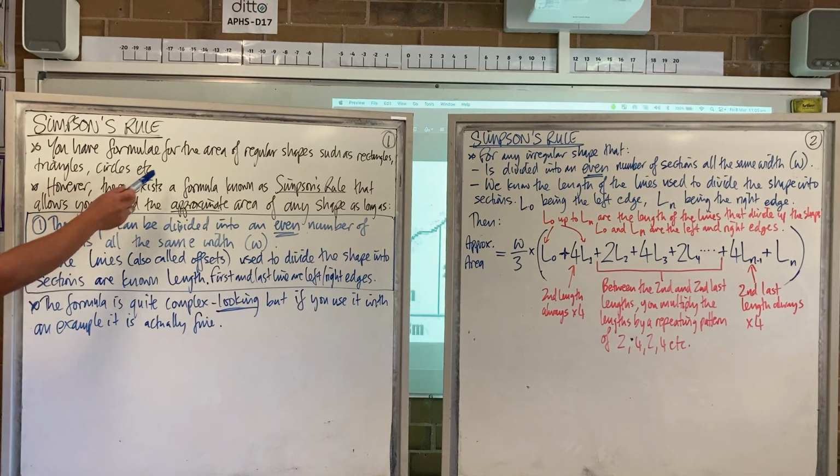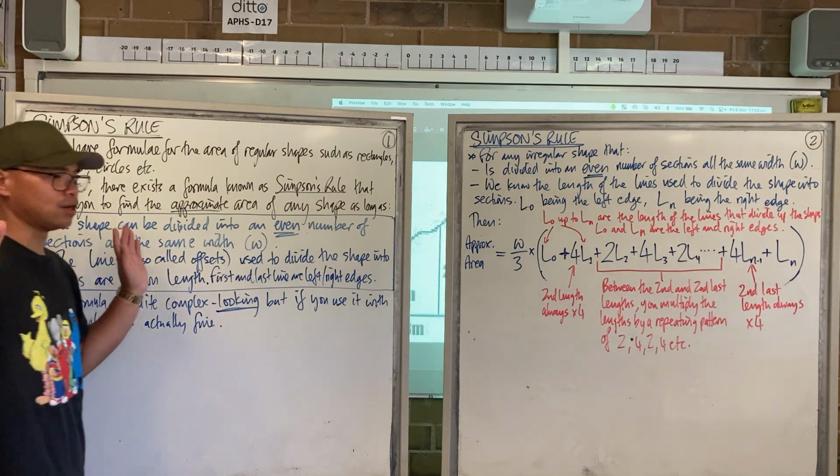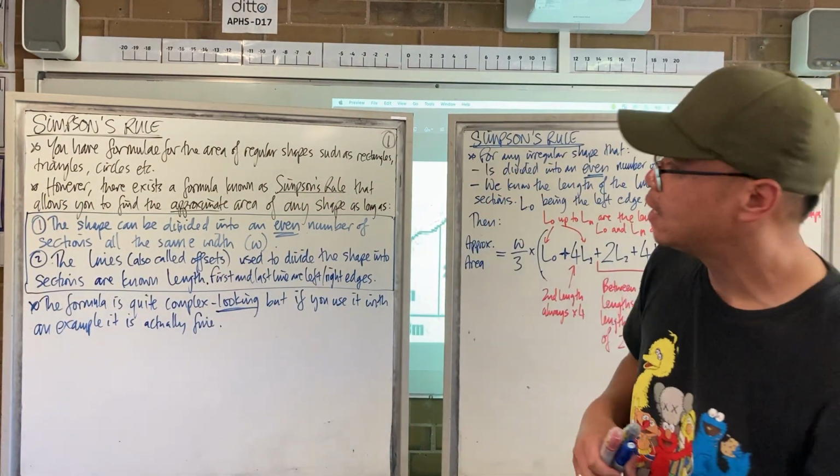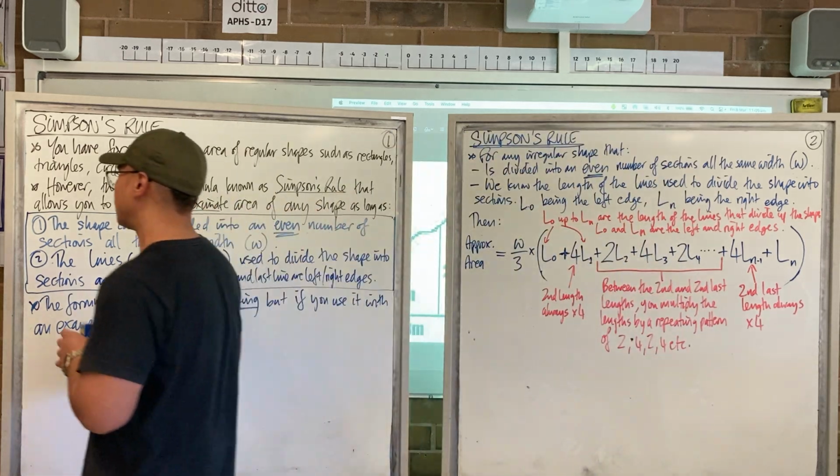I've given you formulas for the area of regular shapes like rectangles, triangles, and circles. However, there exists a formula known as Simpson's rule that allows you to find the approximate area of any shape. It could look like a dot, right? It could look like anything. But there's a couple of rules that shape has to follow for us to be able to use this rule.